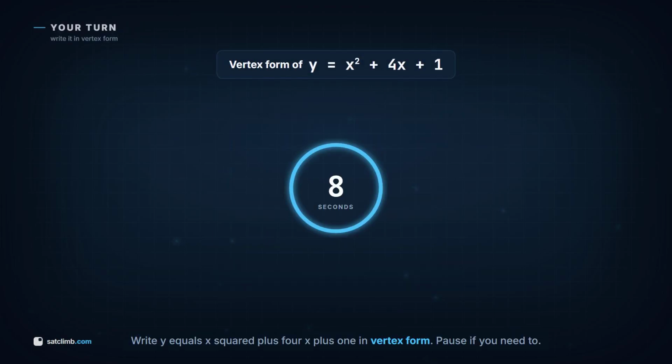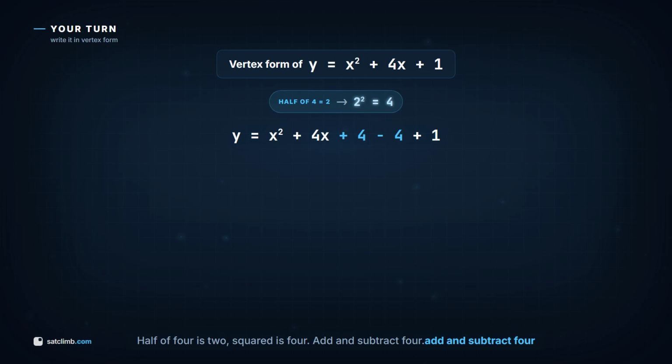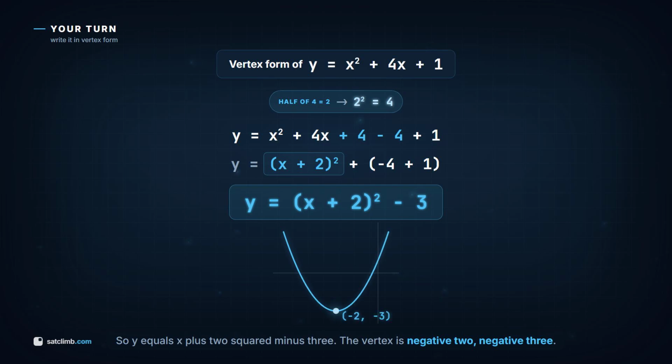Your turn. Write y equals x squared plus 4x plus 1 in vertex form. Pause if you need to. Half of 4 is 2, squared is 4. Add and subtract 4. x squared plus 4x plus 4 is (x plus 2) squared. 1 minus 4 is negative 3. So y equals (x plus 2) squared minus 3. The vertex is (negative 2, negative 3). Plot it, and the parabola bottoms out right there.